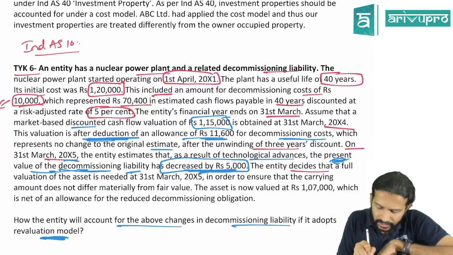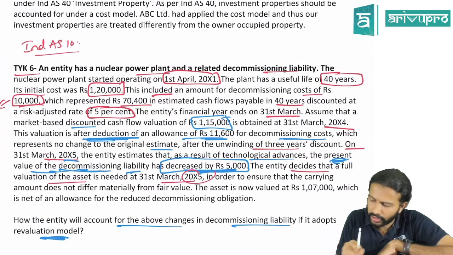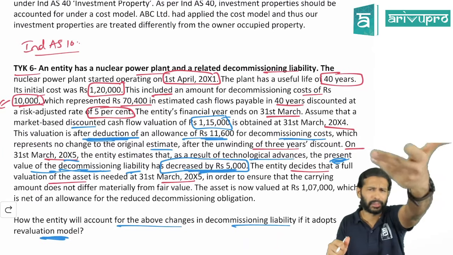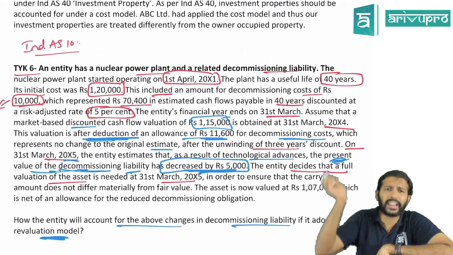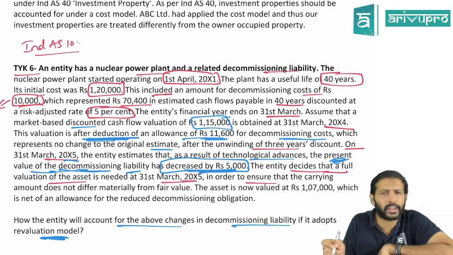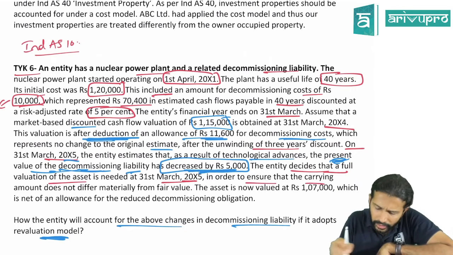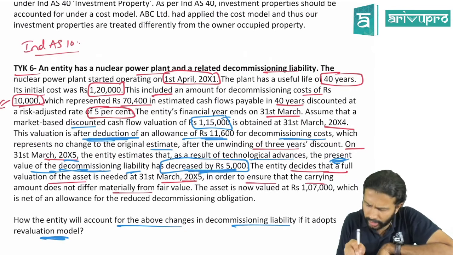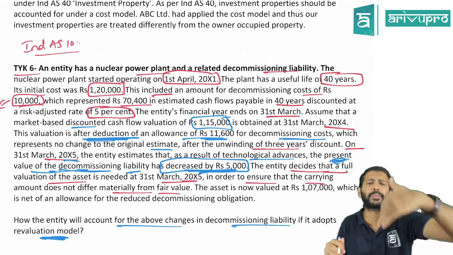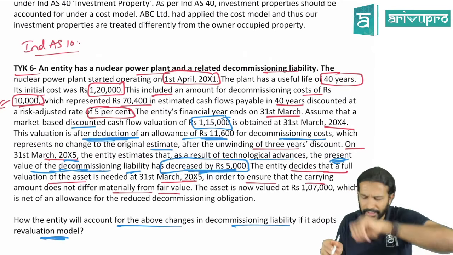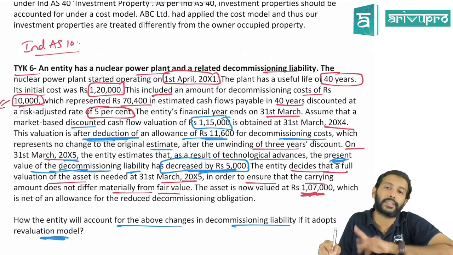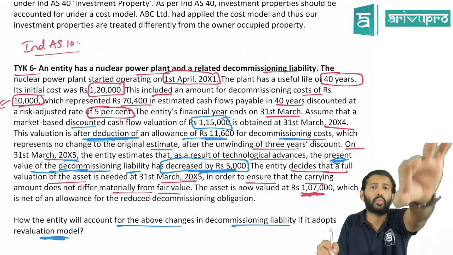The entity decides that a full valuation of the asset is needed on 31st March 20x5. They're following the revaluation model, no? So annually probably they're revaluing, or they've decided that this year again we need to revalue the asset. On 31st March 20x5, again they have revalued this asset, to ensure that the carrying amount does not materially differ from fair value. They've adopted the revaluation model, no worries. What is the revalued amount they got? The asset is now valued at 1,07,000. So the fair value they got is 1,07,000.